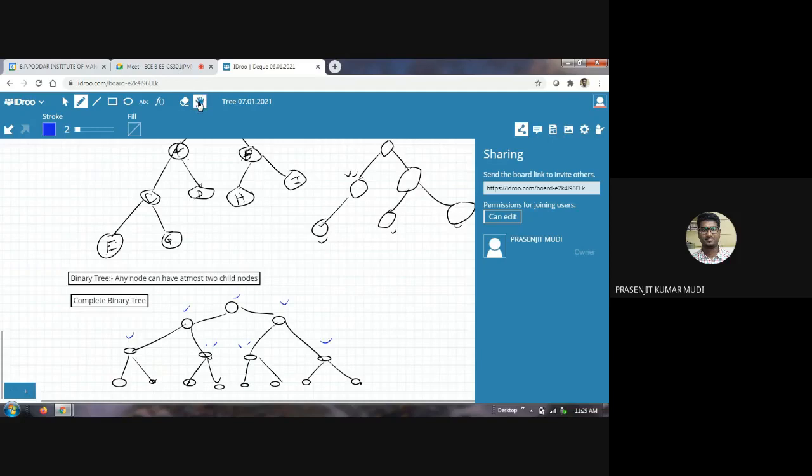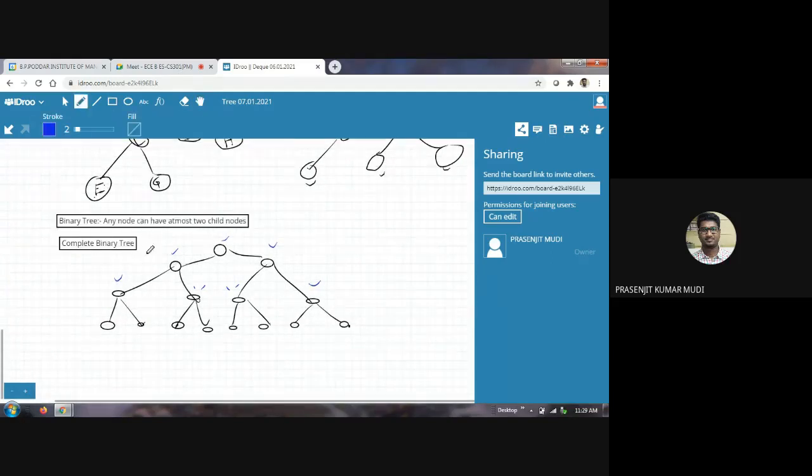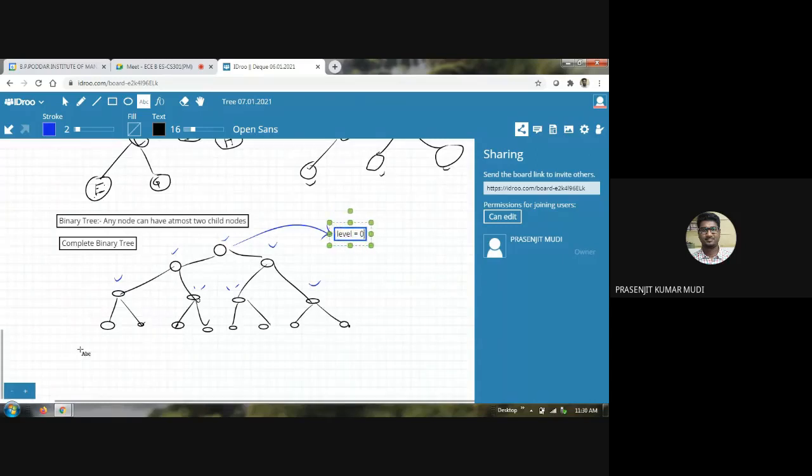But in this special type of strictly binary tree, all the leaf nodes have the same depth. Now what is the depth? In many books, depth or level is defined in different manners. We want to define the level of the root node as 0. Level equal to 0.